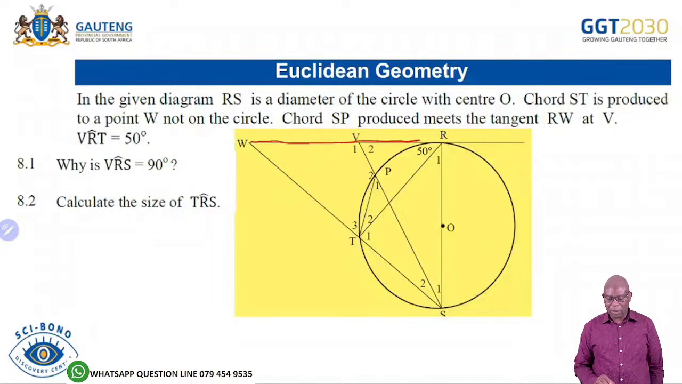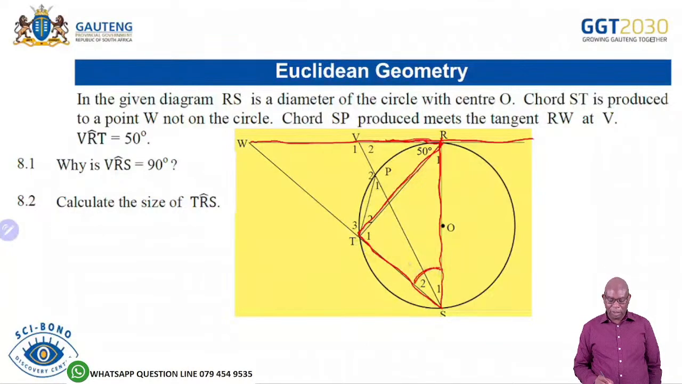Here's my tangent. I know that there's an angle between the tangent and the chord. See, so that angle between the tangent and the chord is equal to the angle in the alternate segment. So already I know that this is 50 degrees. I can see I have a diameter, and the diameter subtends 90 degrees. Already I know that that's 90. And I'll be writing reasons on the side.